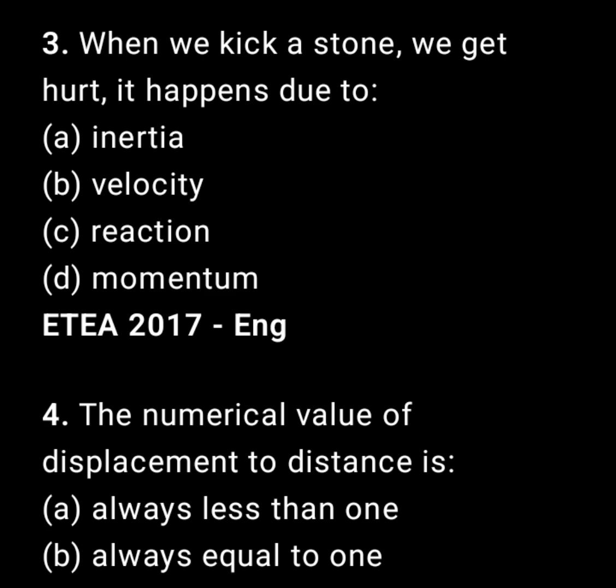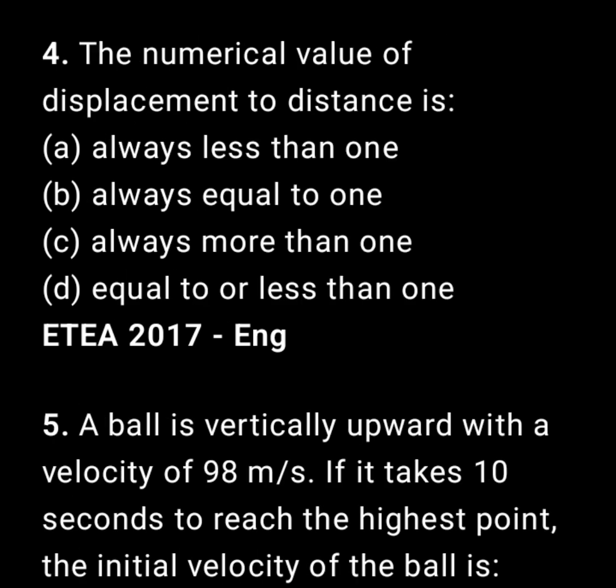4. The numerical value of displacement to distance is A. Always less than 1, B. Always equal to 1, C. Always more than 1, D. Equal to or less than 1, ETA 2017 Eng.